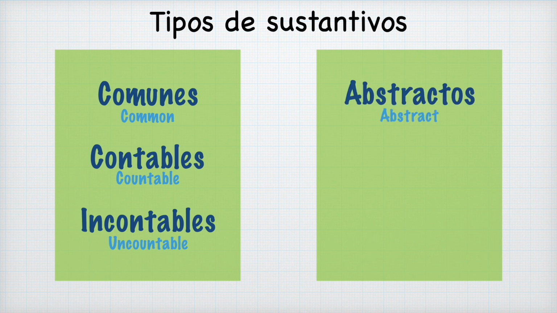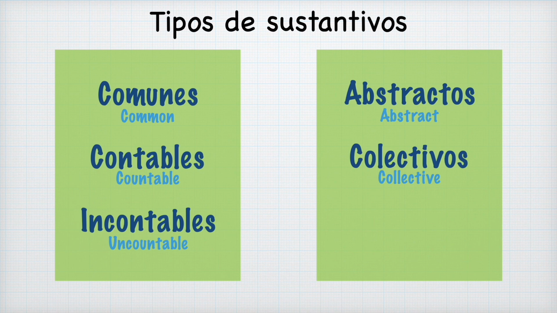Common nouns can also be abstract, abstractos, such as love or fear, and they're also usually singular. They can also be collective nouns, colectivos, and that's just a grouping of something, such as people, which means gente, and these are also singular.